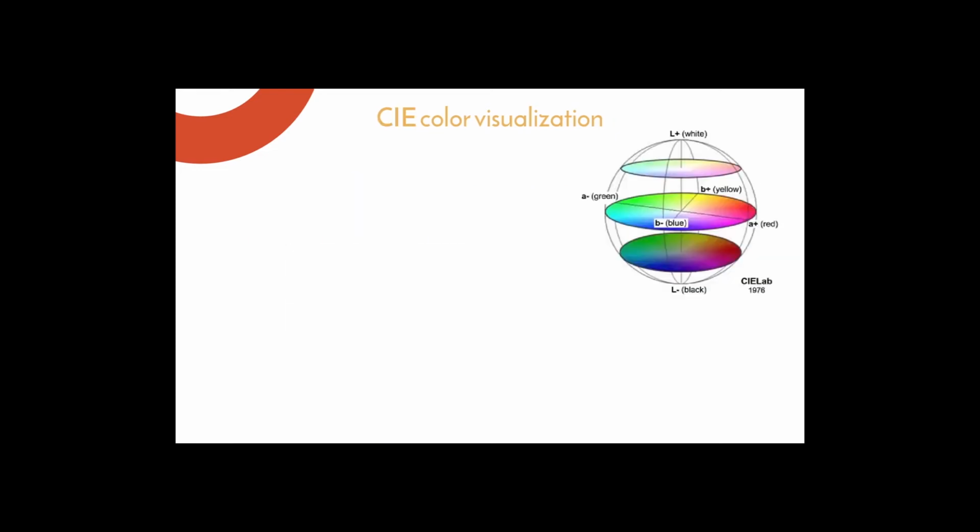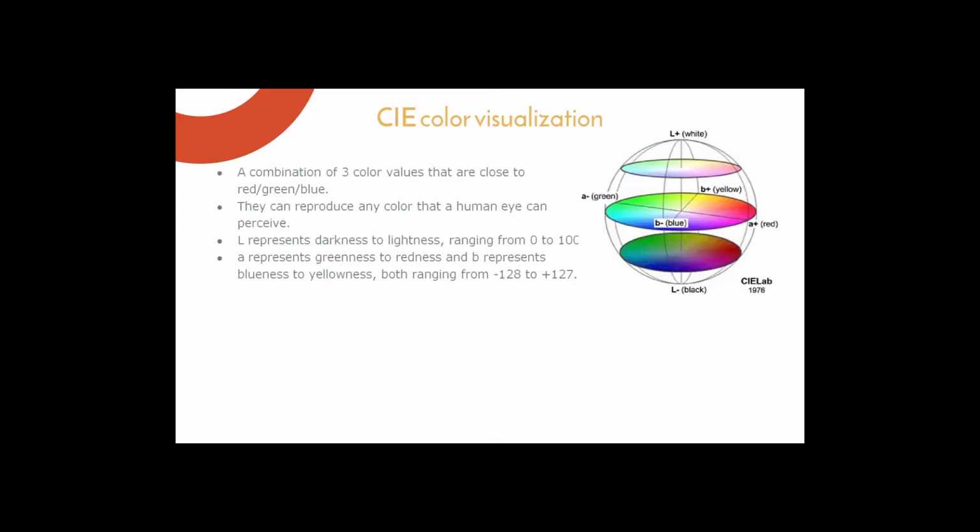The next color space that we are going to look into is the LAB color space. It follows the CIE color visualization principles. The LAB color space is a combination of 3 color values that are close to red, green and blue. They range from 0 to 100 when it comes to the L axis and minus 128 to 127 when it comes to the A and B axis. They can reproduce any color that the human eye can perceive. Its 3D visualization would look something like this.